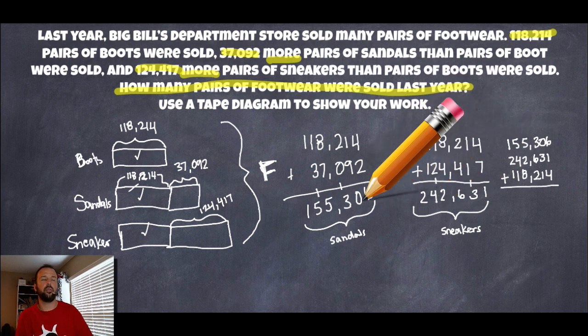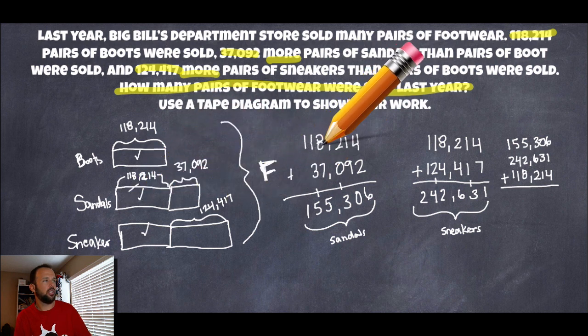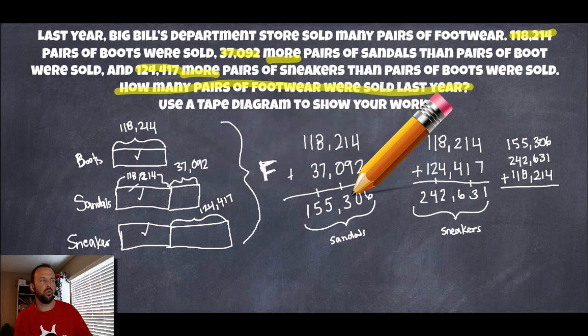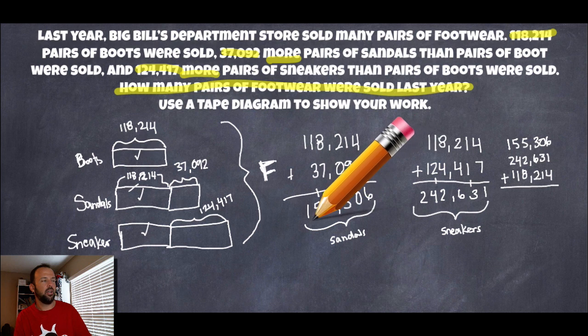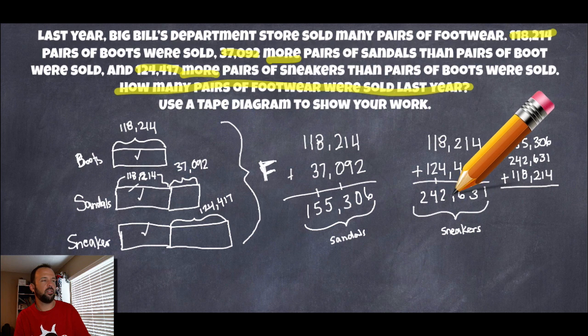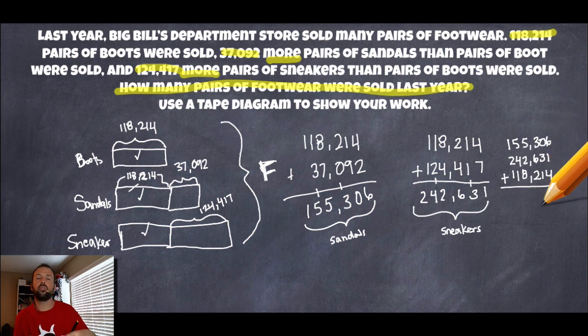Okay, so the way I did it was I found the value of each type of footwear first. So the value of the sandals, I did 118,214, which was my boots, and I added on the 37,092, which is how much more sandals we sold, and I got an answer of 155,306. That was my answer for sandals. I did the same thing for my sneakers, right? I added them up and I got 242,631. That was my value of the sneakers. So then I took my sandals here, sneakers here, boots here, and I'm going to add all three of those up to get our total for all of the footwear that they sold at Big Bill's department store.